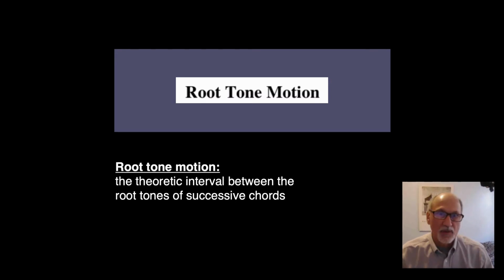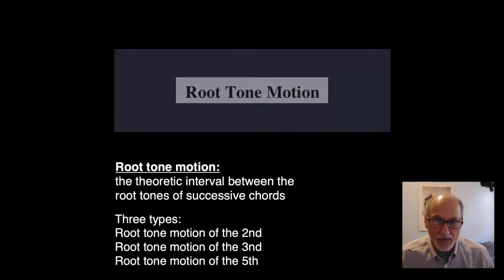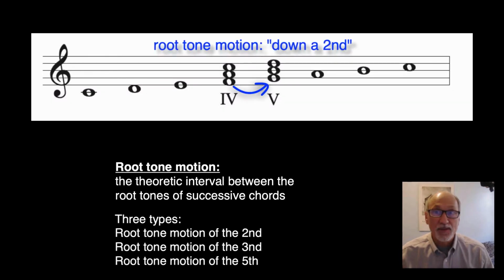So in order to make this useful, we're going to limit root tone motions just to three types. Those of the interval of the second, those of the interval of the third, and those of the interval of the fifth. So a simple example. A 4 chord moves to a 5 chord. We say that the root tone is up a second. So if we are in the key of C, for example, an F chord, the 4 chord, moving to a G chord, the 5 chord, that F to G is the interval of the second. Now, if a 5 chord moves down to a 4 chord, then we'll also say it's root tone motion of the second, but we'll say it's down a second.